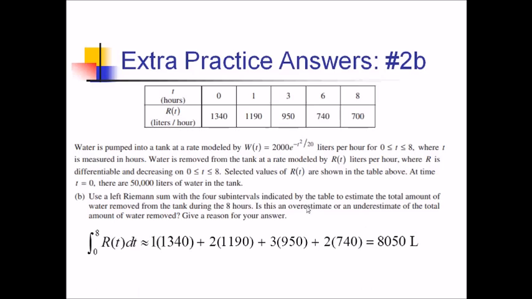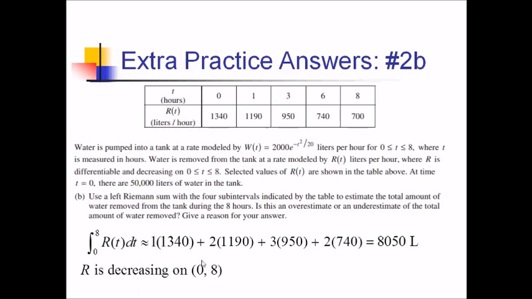Next, they want to know if this is an over or underestimate of the total amount of water removed. To figure this out, we have to look at the type of Riemann sum, which is a left Riemann sum, and consider whether this is an increasing or decreasing function on the interval in question. They said this is decreasing on the interval from 0 to 8. I'm going to write that down.